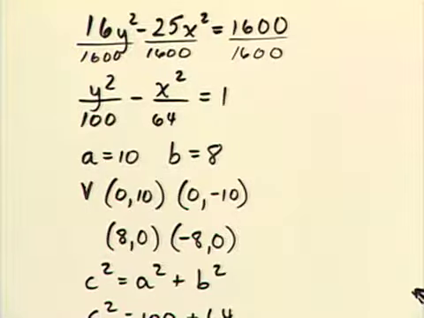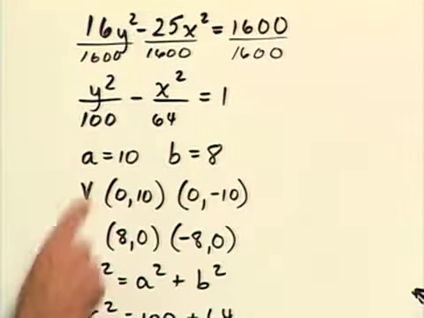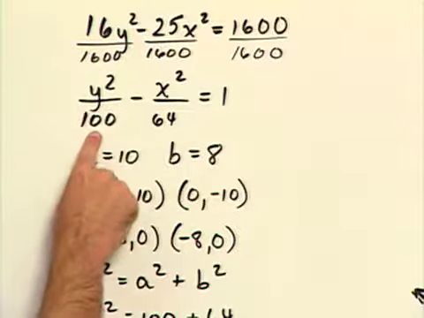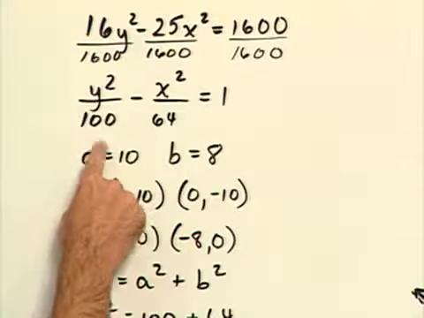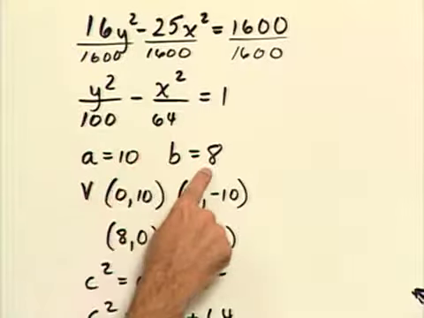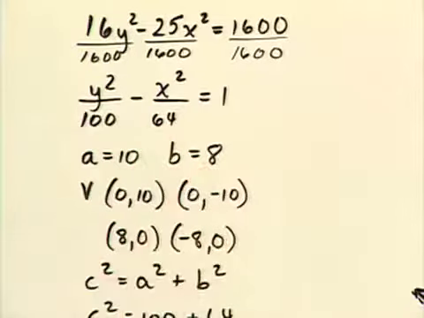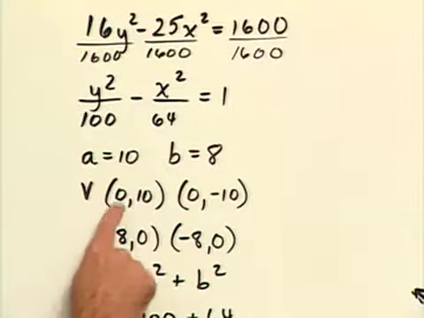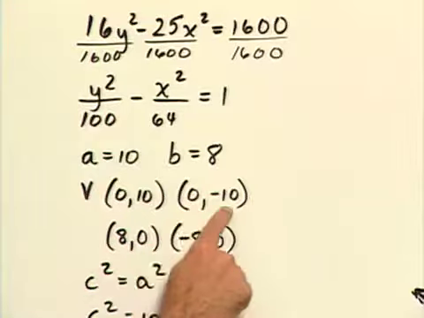Now remember that a comes first always with a hyperbola. So a is the square root of 100, which is 10. So b would equal 8 because that's the square root of 64. Also, because y comes first, we know that our vertices will lie along the y-axis because our center of this hyperbola is at the origin. So our vertices are going to be (0, 10) and (0, -10).